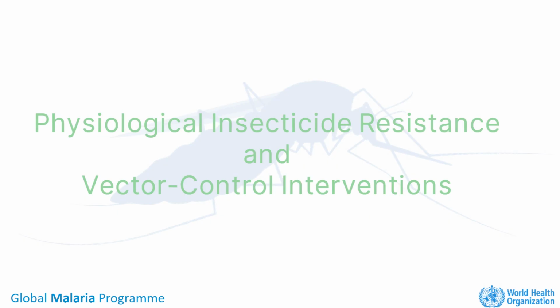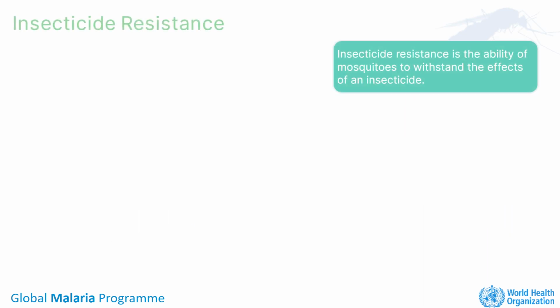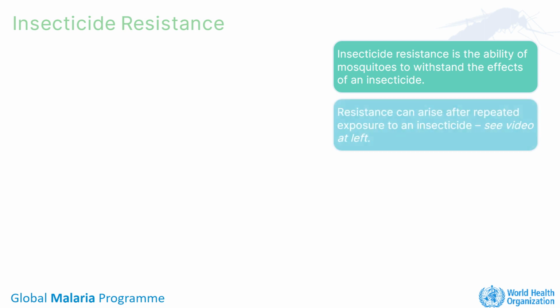Most, but not all, vector control interventions rely on insecticides, and the development of resistance to insecticides is therefore a threat to their continued effectiveness. Insecticide resistance is defined as the ability of mosquitoes to survive the effect of an insecticide. There are several types of resistance, but the type that is of most concern to malaria elimination is physiological resistance. Resistance arises after repeat exposure to an insecticide.